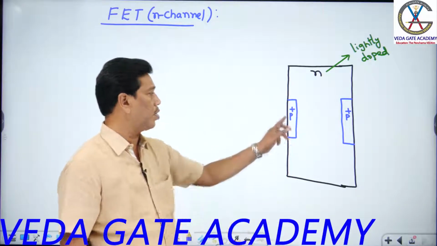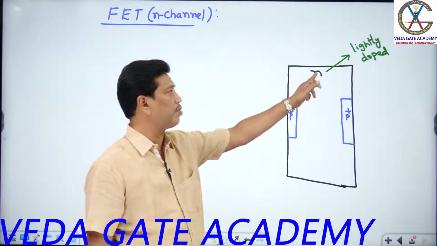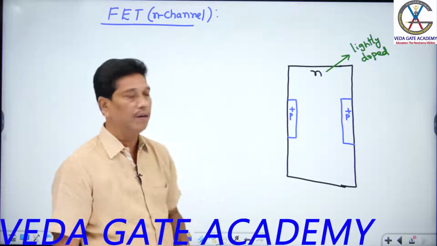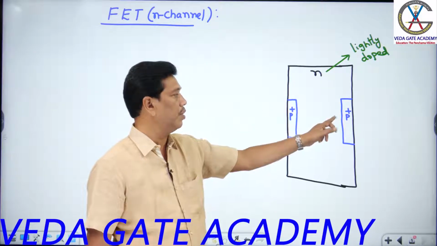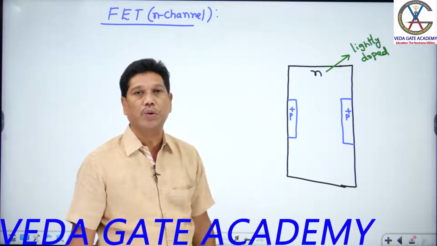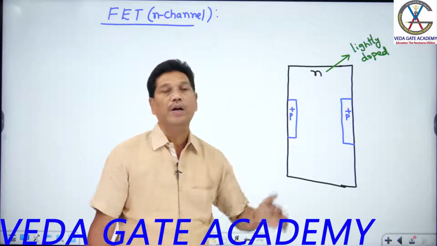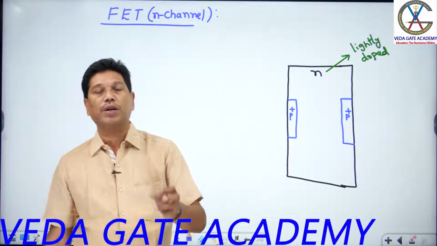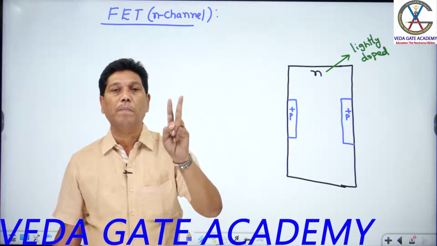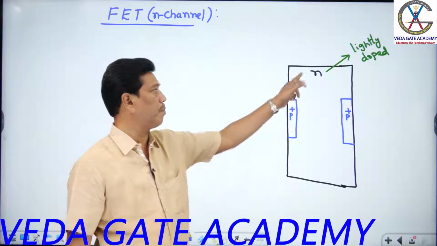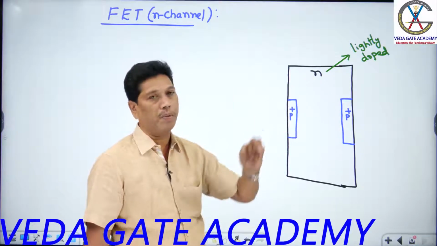Okay, so each p-type material with this n-type silicon body maintains a junction. So this is one p plus n junction. This is another p plus n junction, students. Confirm? So each p-type material with this n-type silicon body maintains a junction, such that this body has 2 p plus n junctions. This is one p plus n junction. This is another p plus n junction.